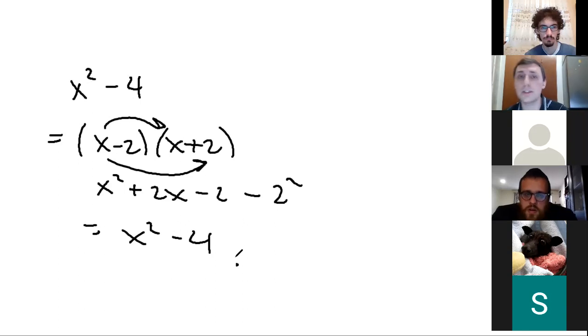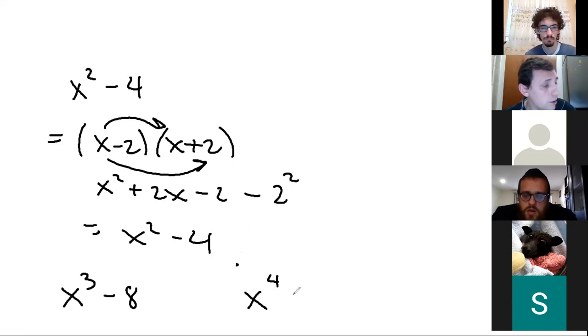We will have to learn in this class how to do that for n powers, not just squares. What do you do when you need to factor x cubed minus 8, for example, or maybe x to the power of 4 minus 16, for instance? We will need to know how to do those factorizations, but that's later in the course.